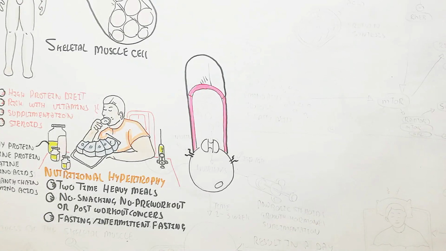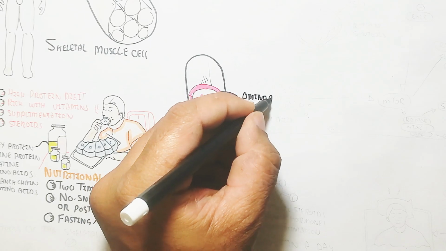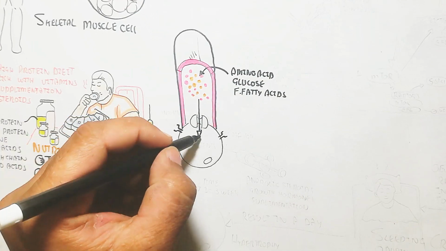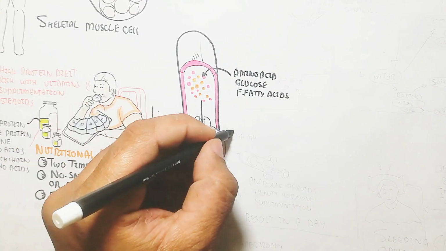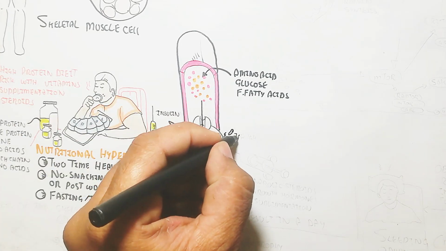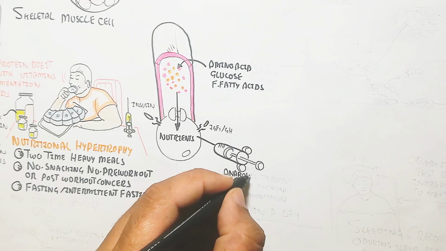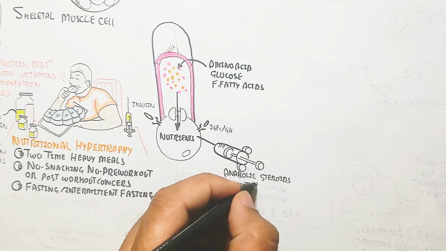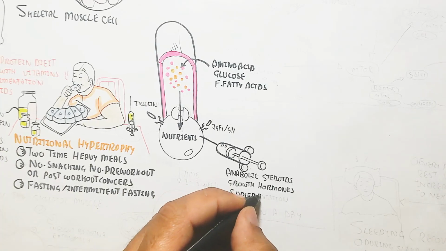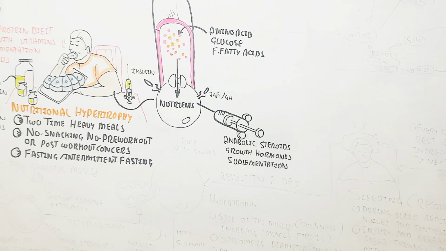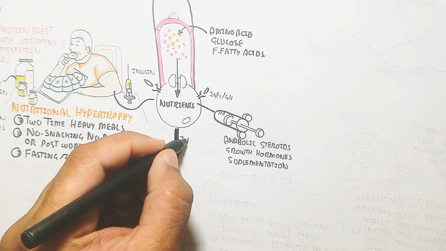Let's look at the cell. The cell contains several receptors like the insulin receptor, IGF-1 receptor as well as the growth hormone receptor. Amino acids, glucose and free fatty acids are absorbed during eating, so the food is digested and absorbed into the blood circulatory system, producing insulin. Insulin triggers the GLUT channel and other channels, leading to nutrient movement inside, creating a nutrient rich condition of the cell. Anabolic steroids, growth hormone and supplementation work collectively.